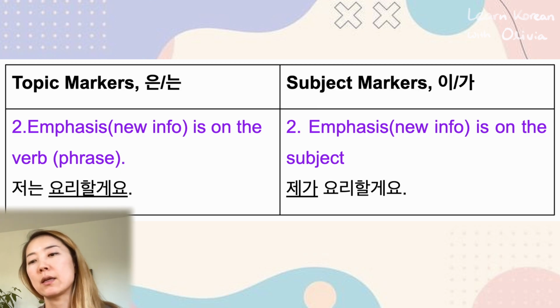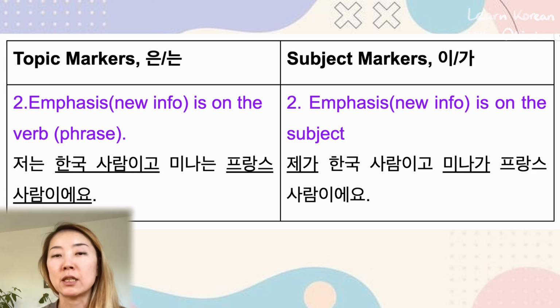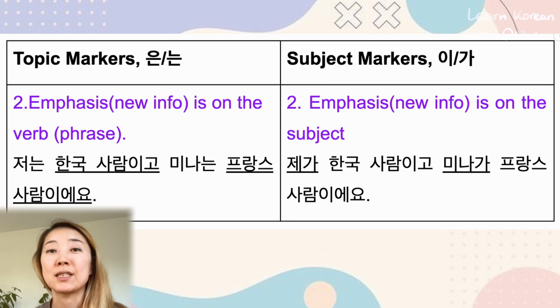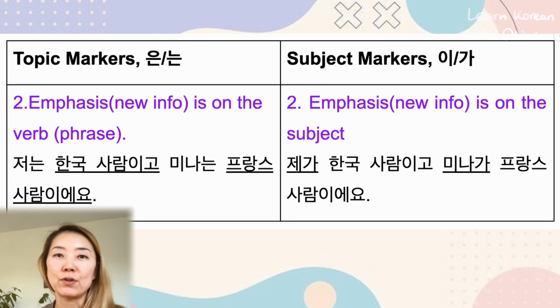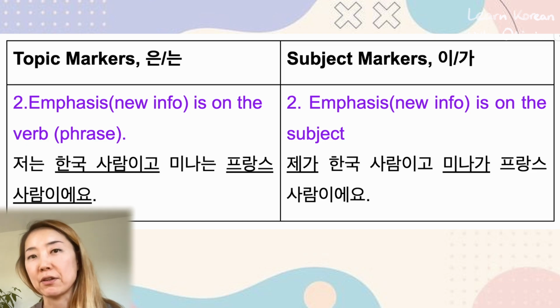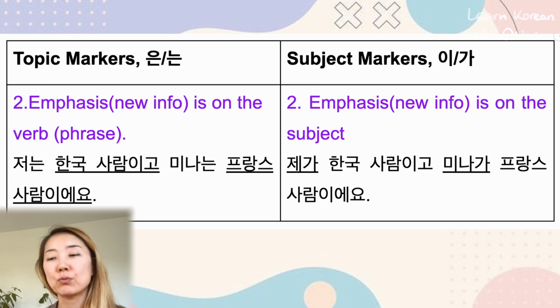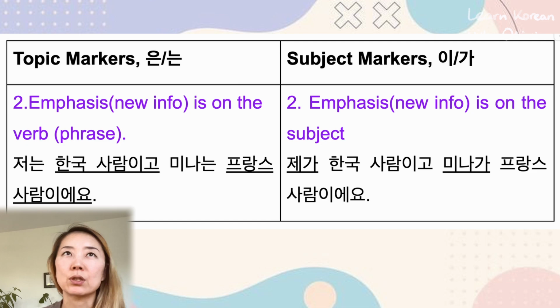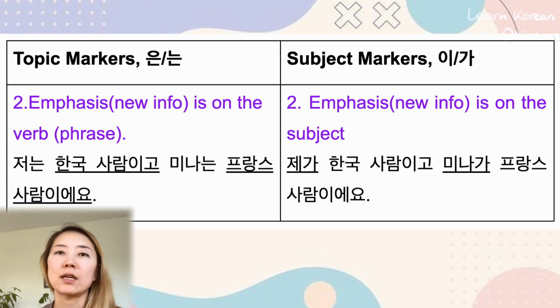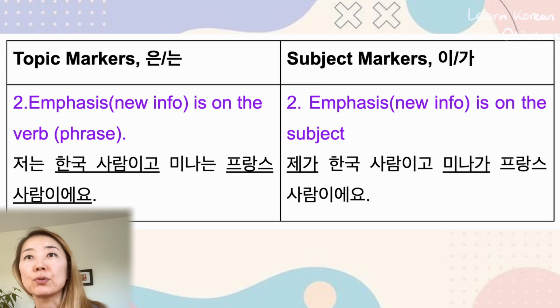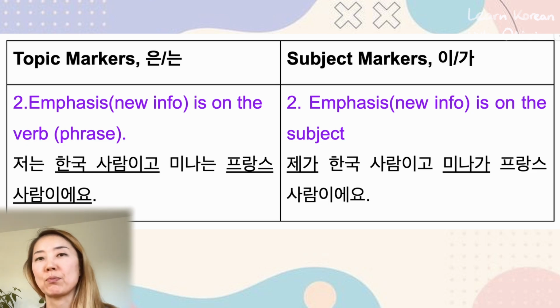Okay. And another one. 저는 한국 사람이고 미나는 프랑스 사람이에요. And 제가 한국 사람이고 미나가 프랑스 사람이에요. These two sentences: if you use the topic marker, the emphasis is on 한국 사람이고 and 프랑스 사람이에요. But when you use the subject marker, 제가 and 미나가 have the emphasis. So when you use 제가 and 미나가 in that situation, people already know that there's a Korean person and a French person, but they don't know who's who. In that case, you use the subject marker. 제가 한국 사람이고 미나가 프랑스 사람이에요.